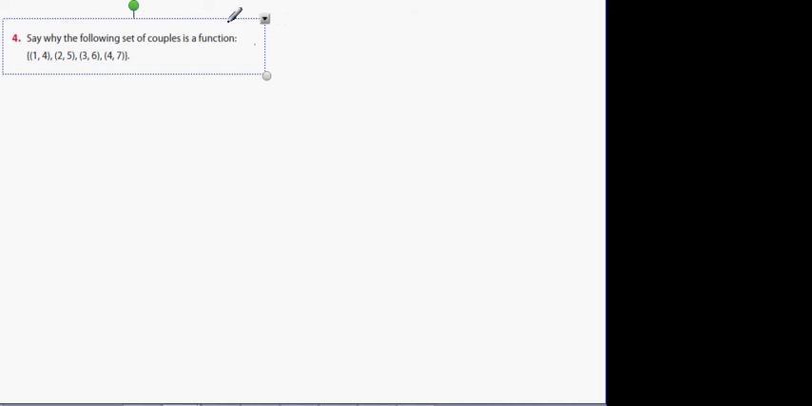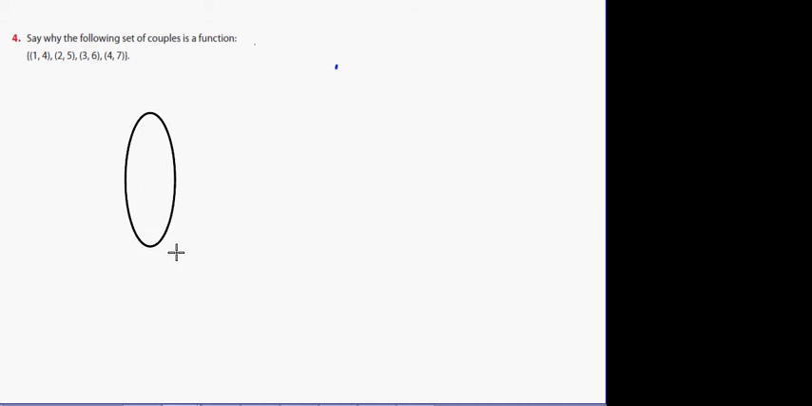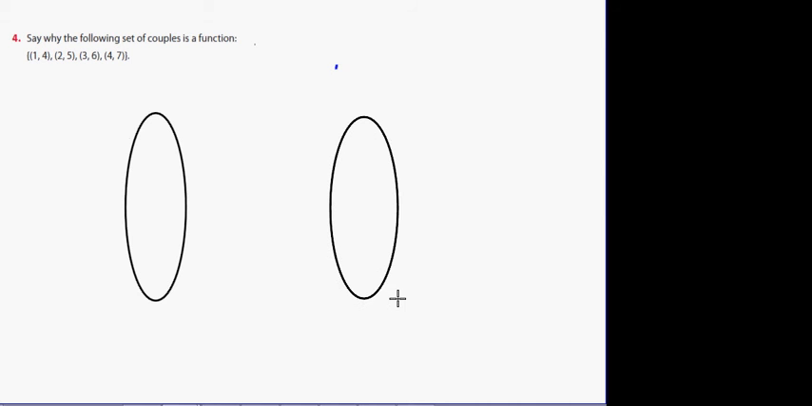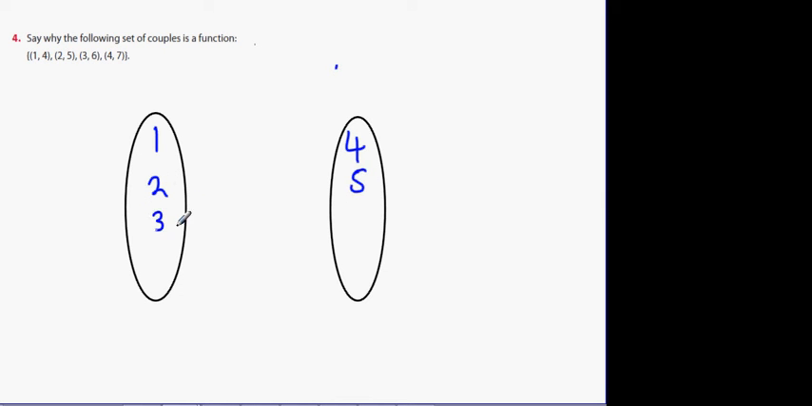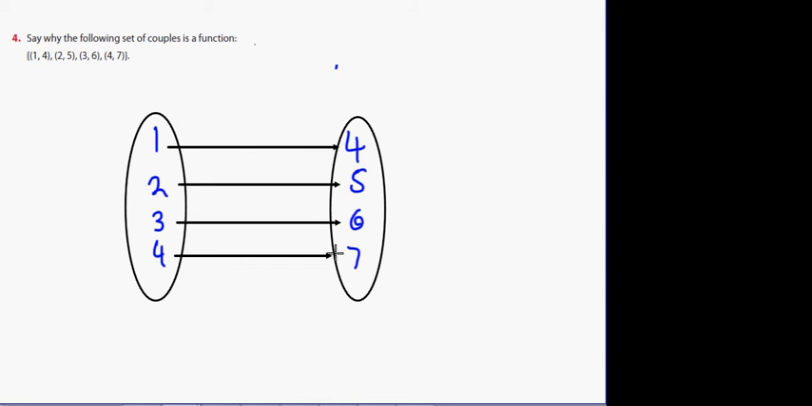Say what the following set of couples is a function. Okay, let's figure this out. So I'm gonna make an ellipse like so. I'm gonna make another ellipse like so. I'm just gonna write them out. 1, 4. 2, 5, 3, 6, and 4, 7. Let's do our arrows. Like this.